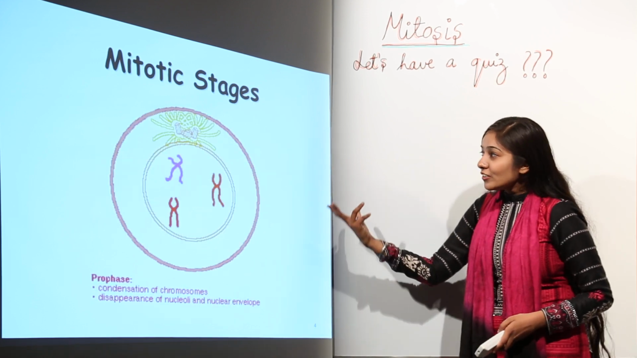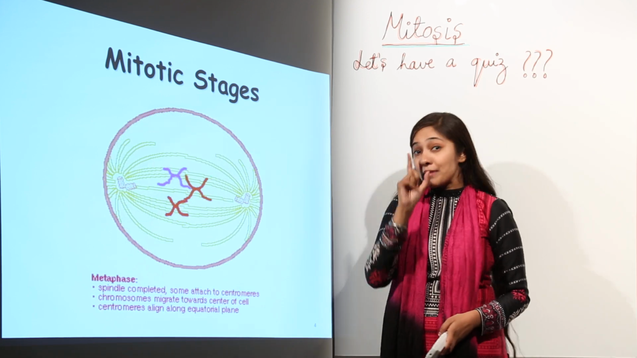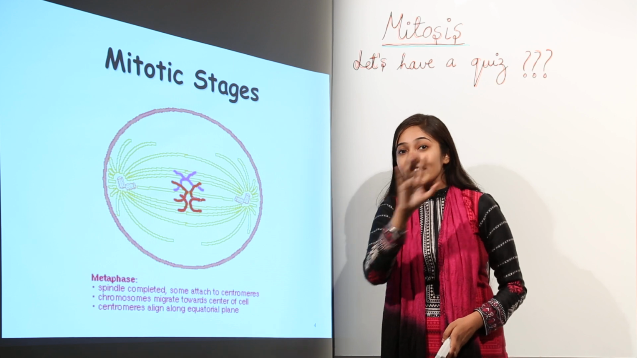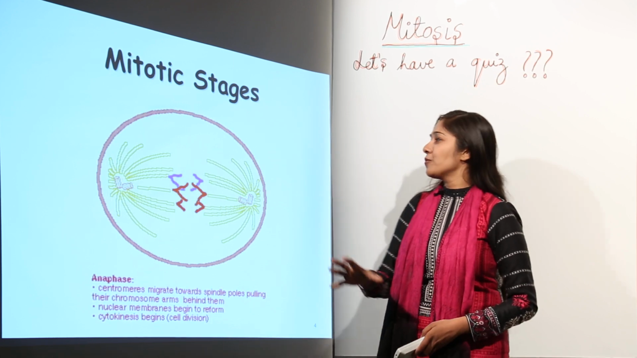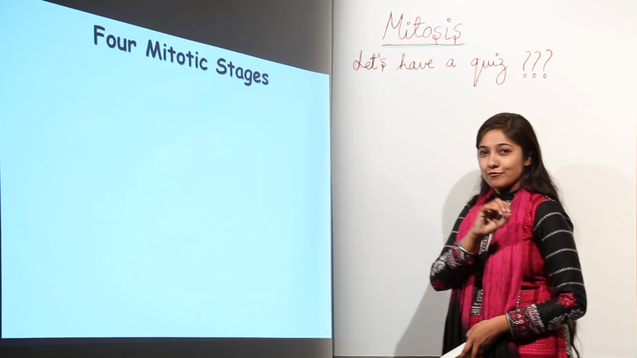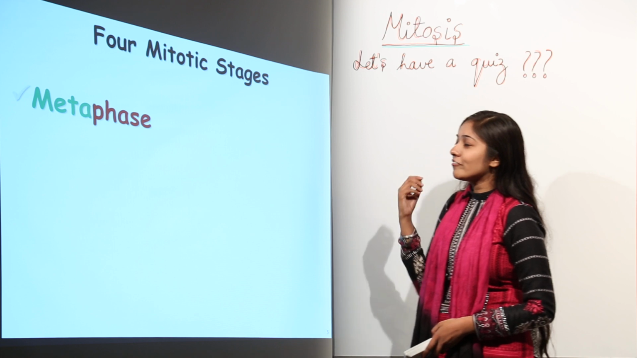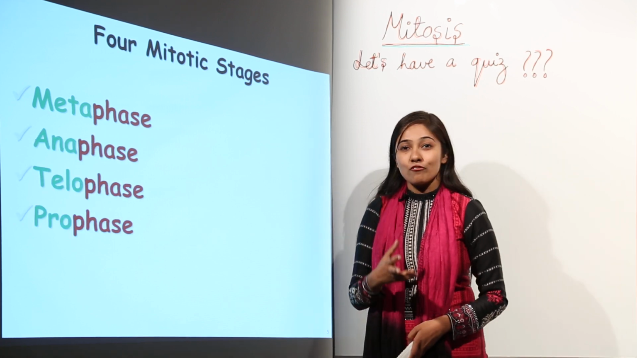So what is actually happening? You can see all the 4 stages in this cell, and remember these stages go on continuously, right? It's a continuous process, it does not stop anywhere. Next you have 4 stages of mitosis. You all know we have metaphase, anaphase, telophase and prophase.